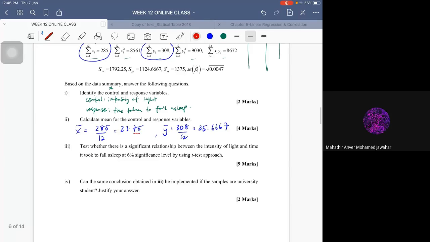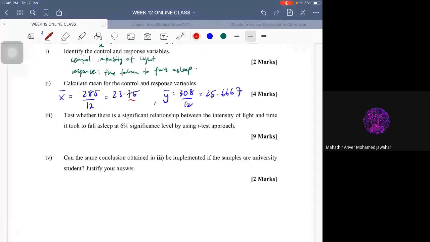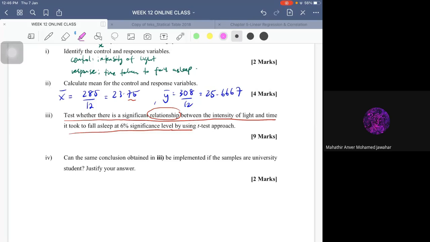Okay, so now that I already calculated the mean, we're going to move on to number 3. Number 3 over here is what we are supposed to do. What is the main topic I want to discuss today? The question tests whether there is a significant relationship. When they ask you to test for a relationship, this is going to be the linearity test, between the intensity of light and time it took to fall asleep at 6% significance level. It specifically says by using the t-test approach, so this is our first method that you have to use, the t-test.